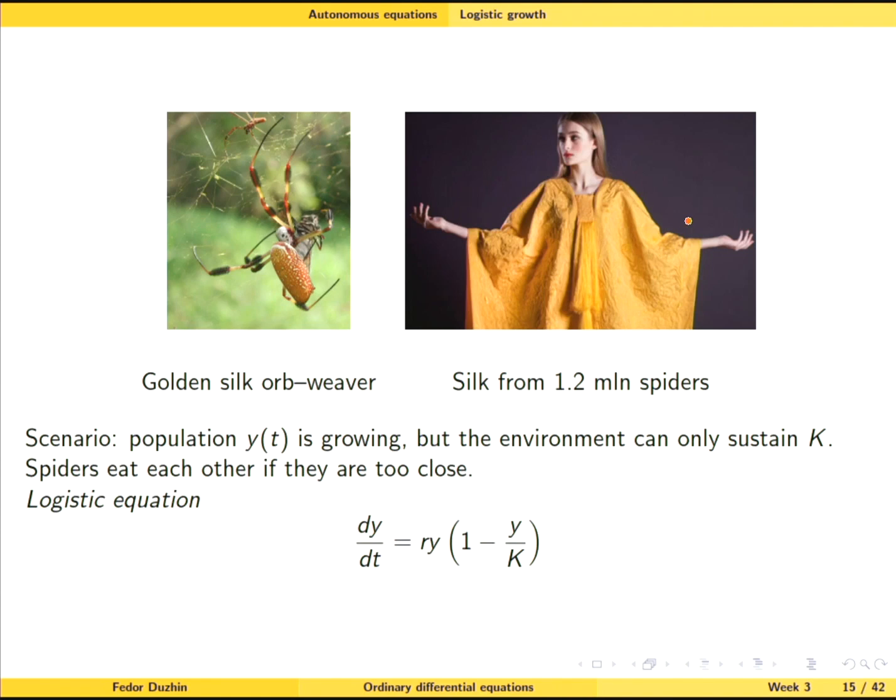So if the equation of exponential growth is not accurate to model an actual population, then what is a good model? So you can think of, for example, this beautiful spider. It is called golden silk orb weaver. There is a subspecies that you can find in Singapore.